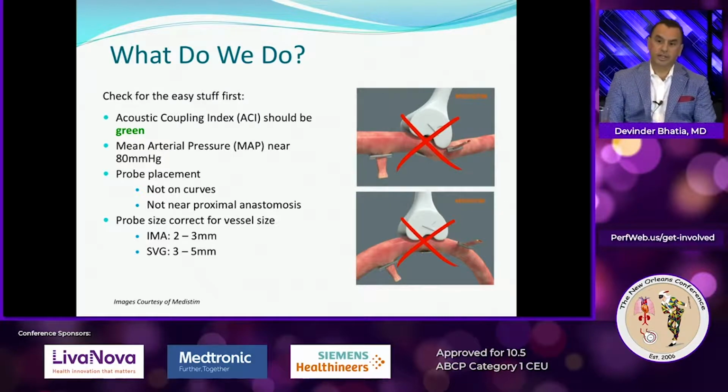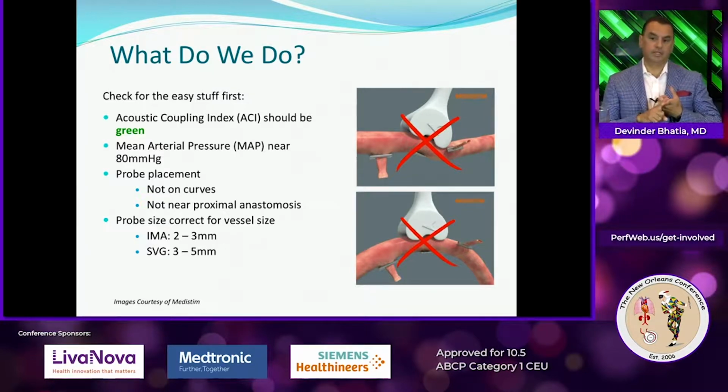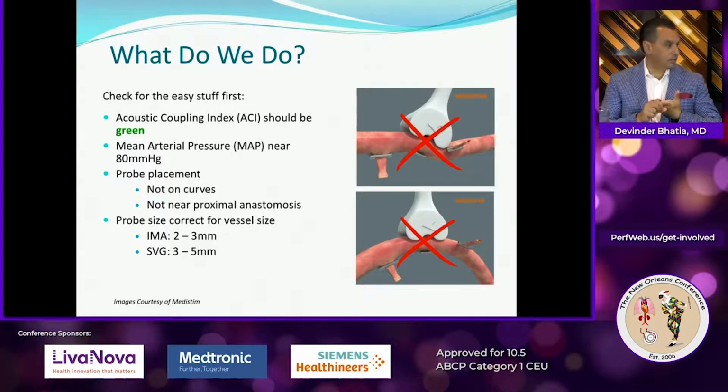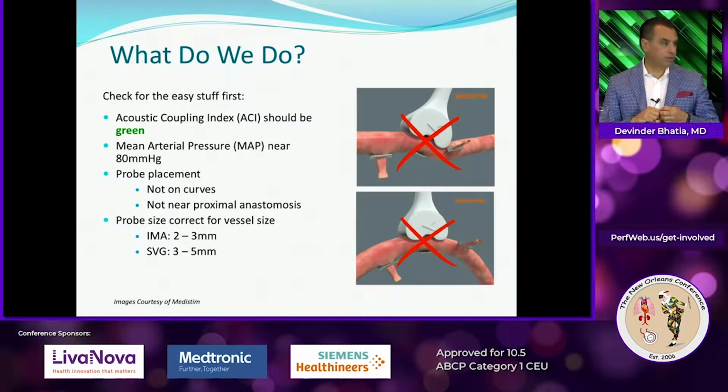The other thing that is very important is the placement of the probe, where we put these probes when we're assessing the flow. You don't want them near the proximal anastomosis, you don't want them very near the distal anastomosis, and you don't want them on curves because the curves can simulate a kink. So you want to put it in a nice area where we know that there's no obstructive flow, and the probe size is incredibly important.